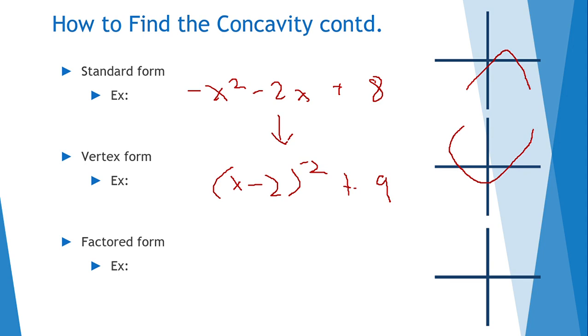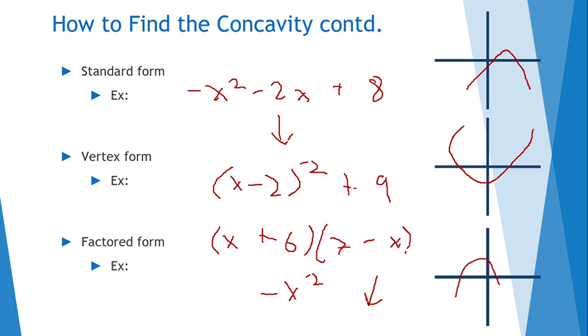And finally, let's practice this identification on the factored form. So let's do x plus 6 times 7 minus x. I see we have a positive x here, but we have a negative x here, meaning that if we multiply this out, we'd have a negative x squared, meaning that our function is concave down. So it'll kind of look like this top function in the sense that it will also be that upside down U shape.